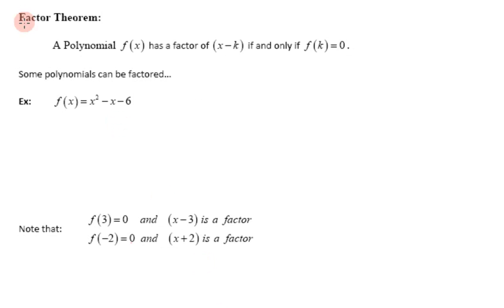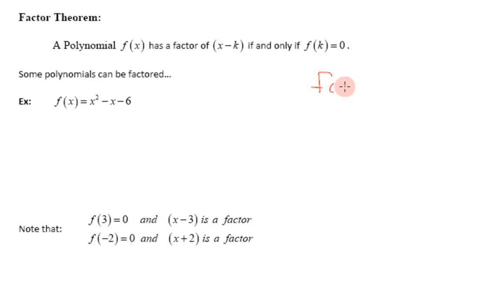Alright, let's talk about the factor theorem and look at a few examples. A polynomial f of x has a factor of x minus k if and only if f of k is equal to 0. So what this says is that if you have a factor of x minus k, just like that, then if you put k into the function, you get 0.